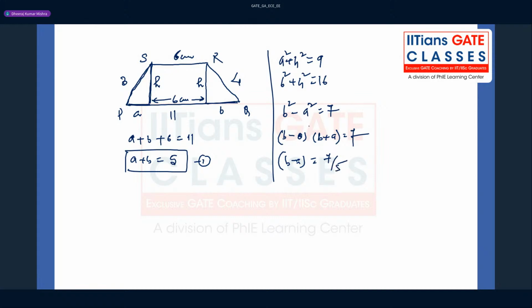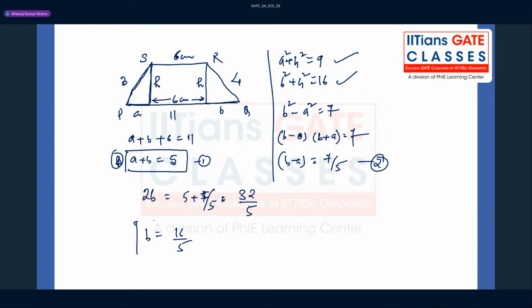So even though we don't know anything at first, we can still solve the problem. Now you have to find a and b. If you are able to find a and b, then using any relation you can find h. So how to find a and b? Take this equation and the second equation, and add these two, so a gets cancelled. It is 2b equals 5 plus 7 by 5, which is 32 by 5. So b is 16 by 5. I believe this is fine.